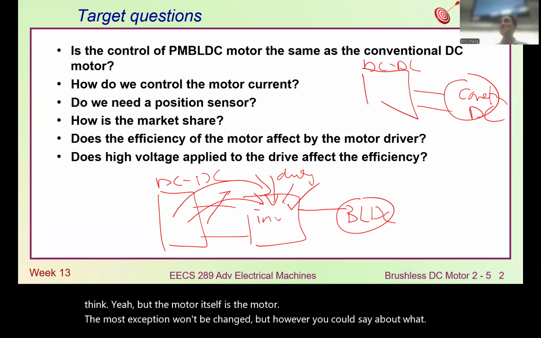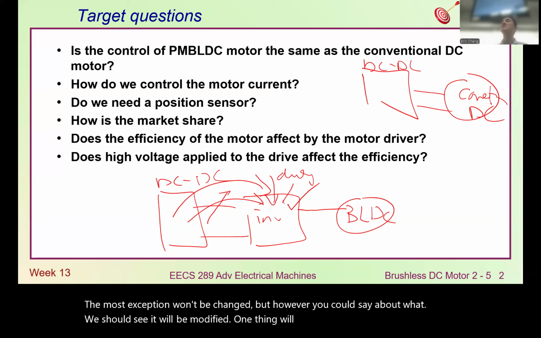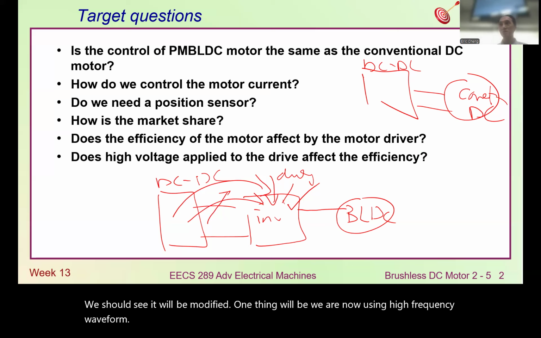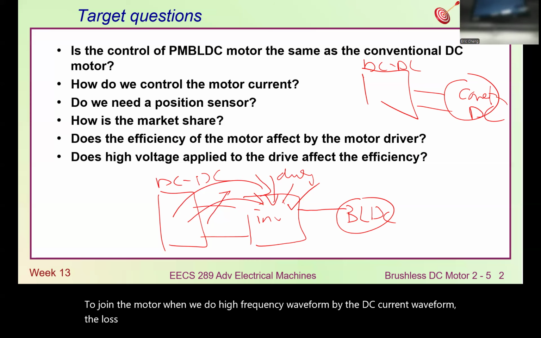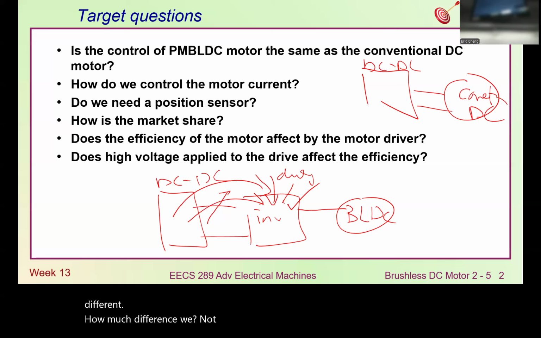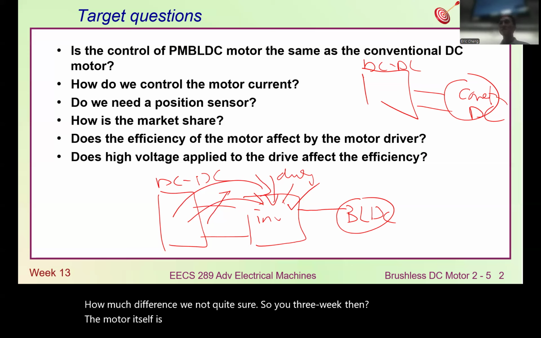One thing is that we are now using a high frequency waveform to drive the motor. When we use a high frequency waveform rather than a DC current waveform, the loss inside the motor winding could be different. The core loss could be different. But how much different, we're not quite sure. So in theory, the motor itself is still the motor. But when we use brushless DC, high frequency may have some effect on the overall efficiency.